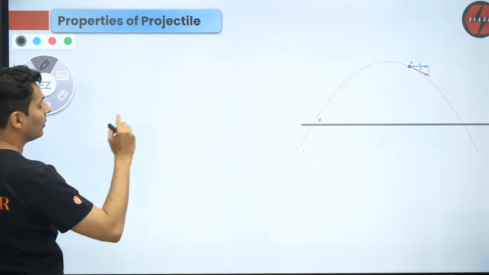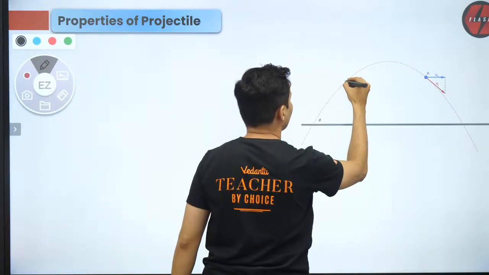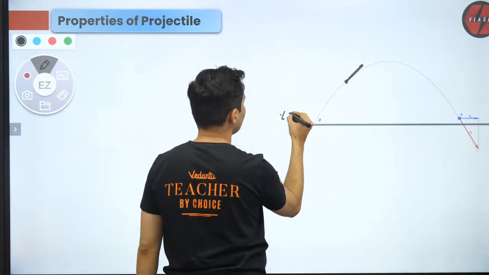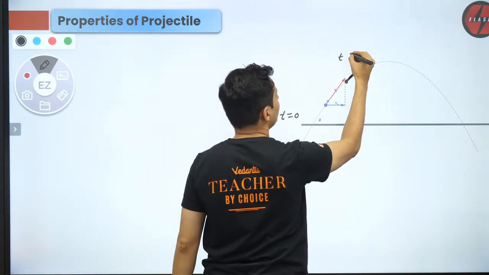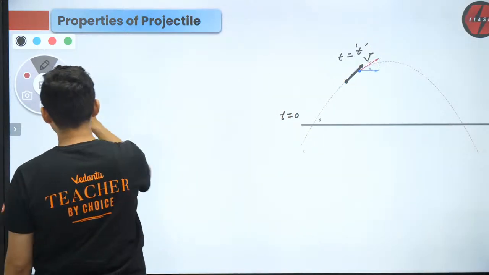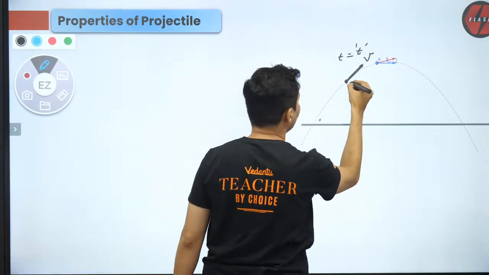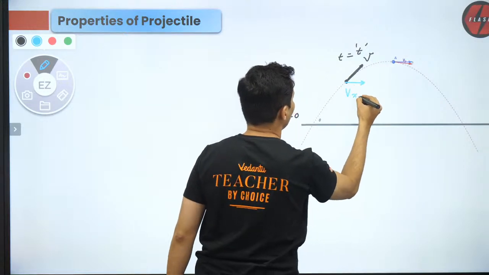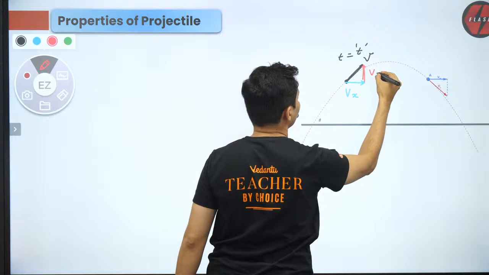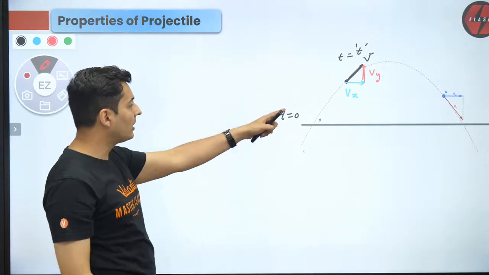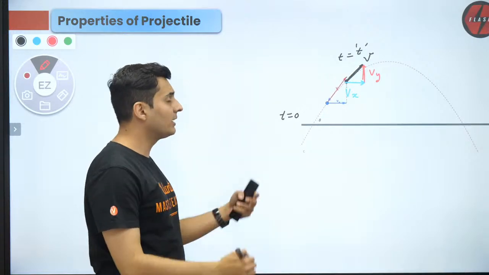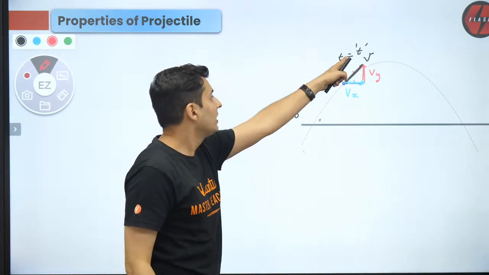Now, my point is, let's say I take some point over here, where this is t equal to 0 and this is t equal to t. What is the velocity at this point? If I want to know the velocity at this point, I need to know two components. One is Vx, and the second component that I need to know is obviously Vy. I need to know both these components, only then I can find the total velocity. Now, how do I find this total velocity? It's totally up to me, because time is given.